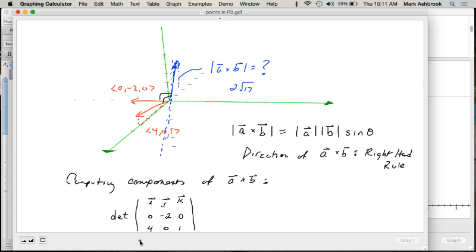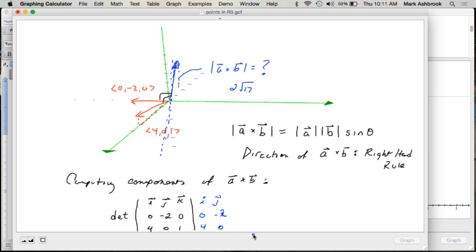So there's different ways to do the determinant. Here's the way that I like the best. The way that I like the best is to rewrite the first two columns again. If you have a different way to do the determinant algorithm, go for it. There's different ways. This is the way I like. Rewrite the first two columns again, the I column and the J column.